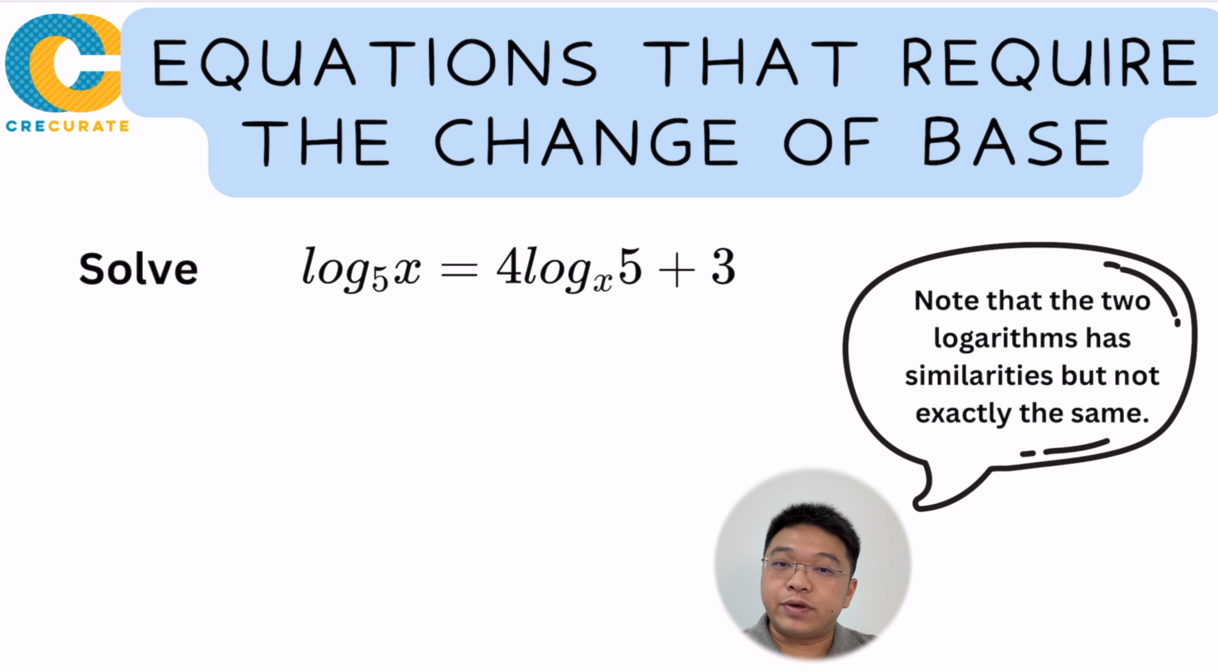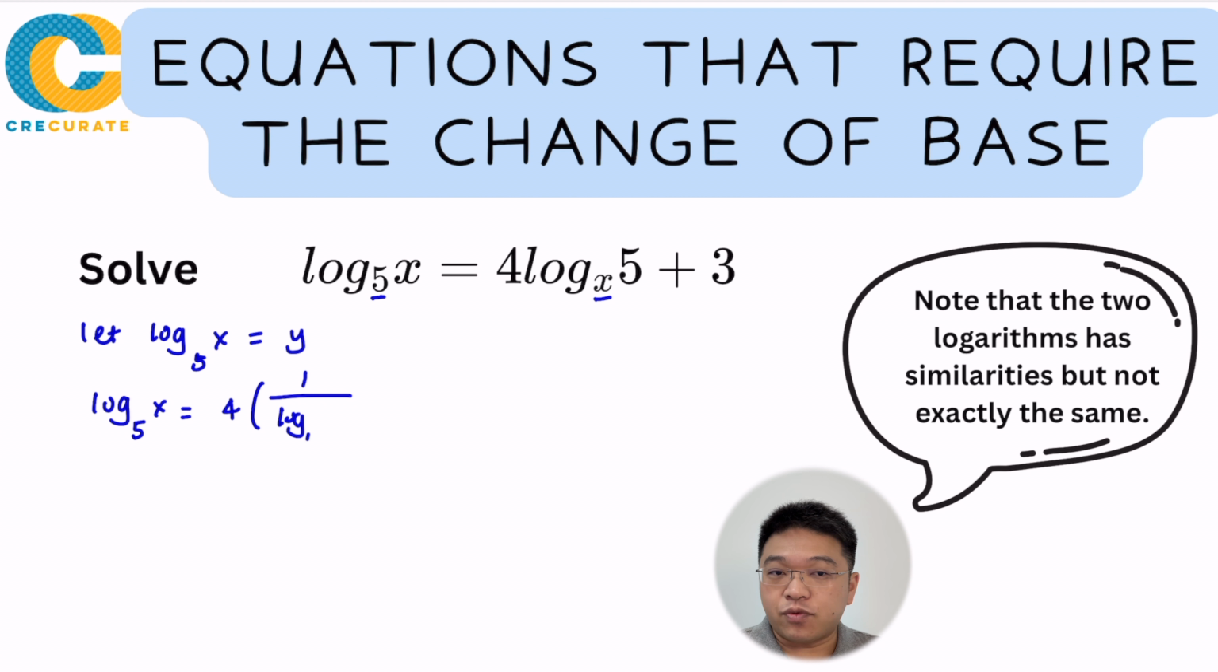An example of how we can use the change of base formula: if you look at this equation over here, you realize that you have log base 5 of x and the other one is log base x of 5. What you see is that the x and 5 are interswapped. So what we do is, first of all, we let log base 5 of x equal y. What we want is for the whole equation to have log base 5 of x and not log base x of 5. So I change the base for the second term. I change log base x of 5 to 1 over log base 5 of x, and I replace log base 5 of x with y to make it a more obvious equation.